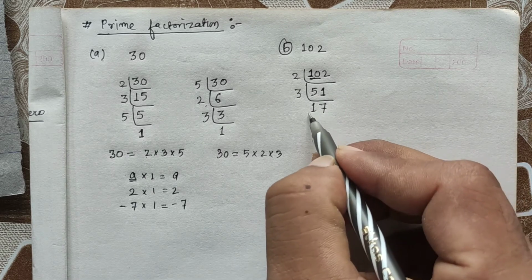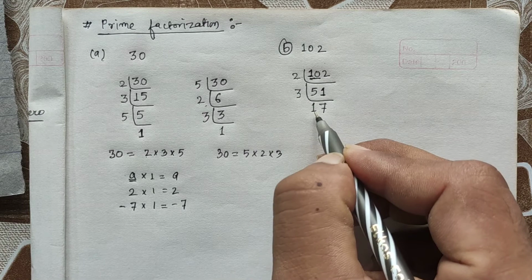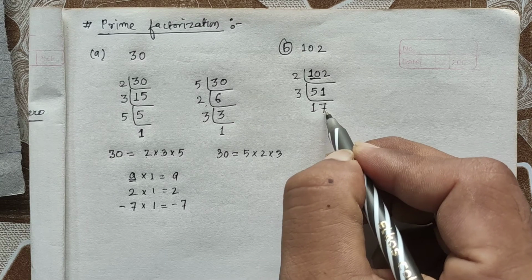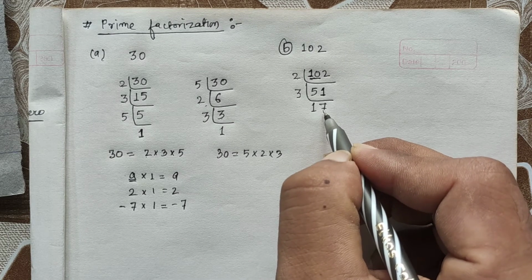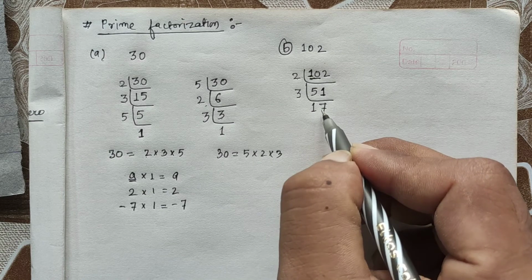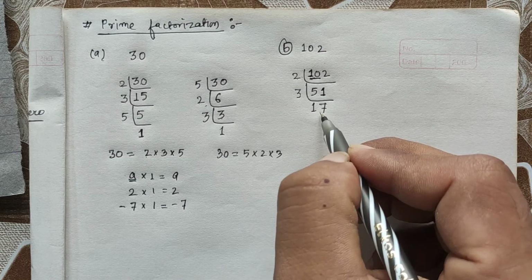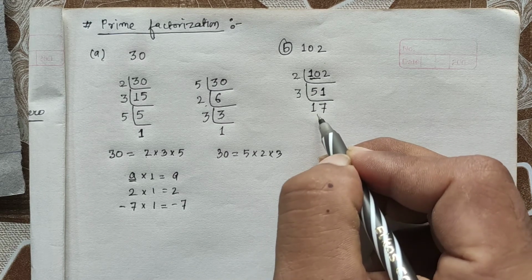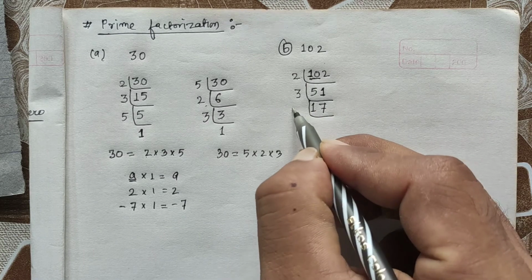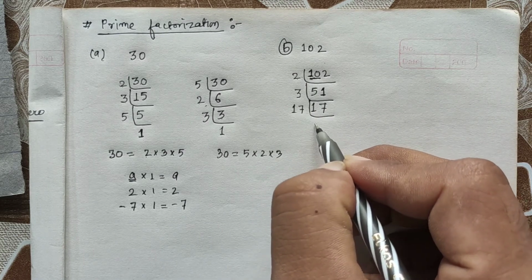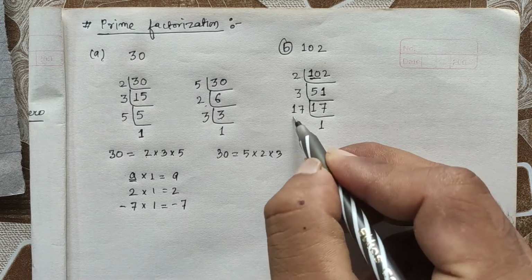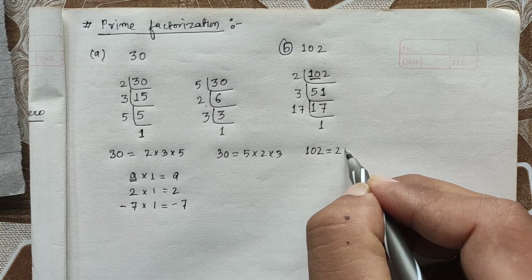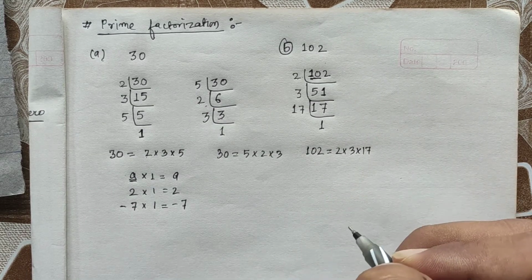Now you can check which prime number it is divisible by. It is not divisible by 2 because it is an odd number. It is not divisible by 3 because 7 plus 1 is 8, so it is not divisible by 3 either. It is not divisible by 5. So this 17 is also a prime number. If you get a prime number, you write the same prime number, and like this, 17 times 1 is 17. So your prime factors are 2 times 3 times 17.